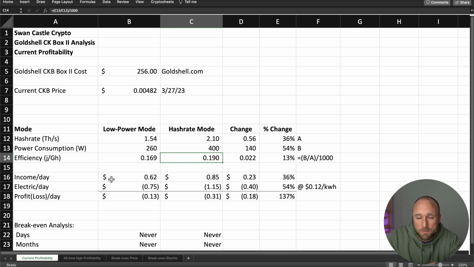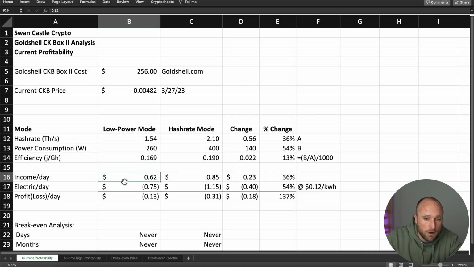So if we look at a comparison of the income and profit per day, the low power mode, currently, if we're assuming a 12 cent per kilowatt hour electric rate, you're generating income of 62 cents per day, electric expense of 75 cents per day. So you've got a loss of 13 cents per day on the low power mode.